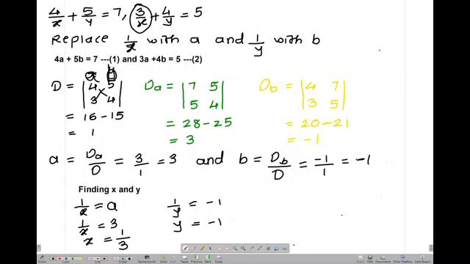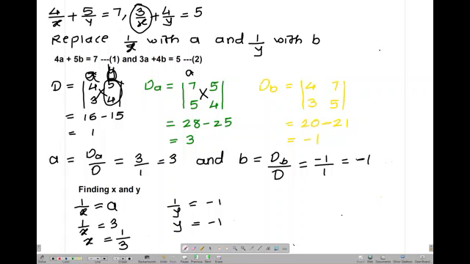So now find the value of a. To find the value of a, we'll replace the coefficients in the column of a. So what are the values? They are 4 and 3. So we'll replace them with the equations' values, which are 7 and 5. So replacing it while we keep this part the same, and finding the determinant by cross multiplication, which becomes 28 minus 25 is 3. Similarly, we'll find it for b.